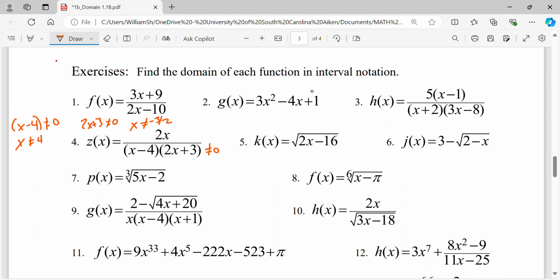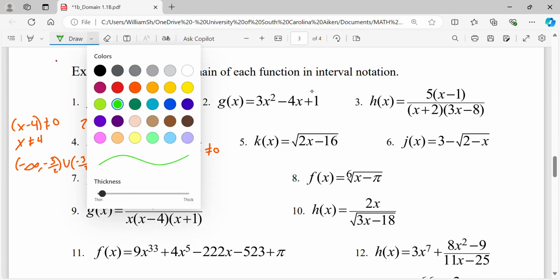Okay. We need to write this in interval notation. Now, just because the 4 is over here on the left doesn't mean we start with it. We start with the smallest number here. So we need to go negative infinity to the smallest number, which is negative 3/2. Union that with negative 3/2 to 4. Union that with 4 to infinity. Basically skipping the negative 3/2 and the 4. Easy enough. On to the next one.